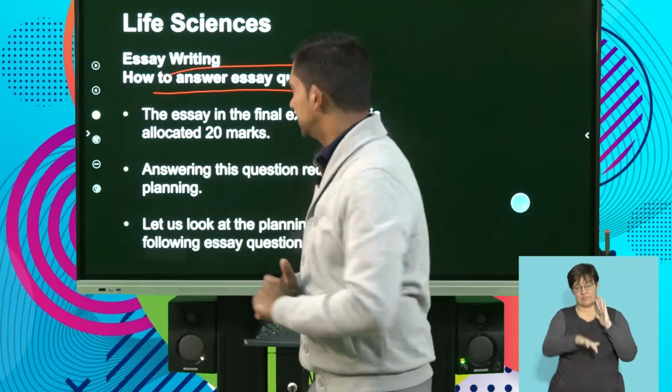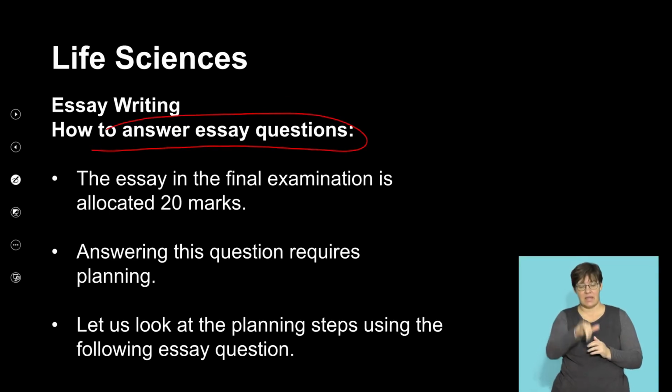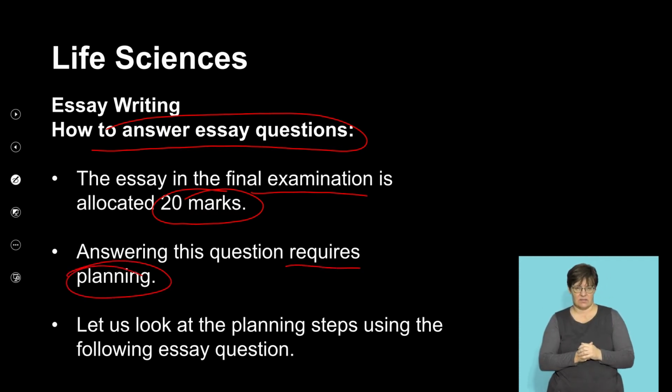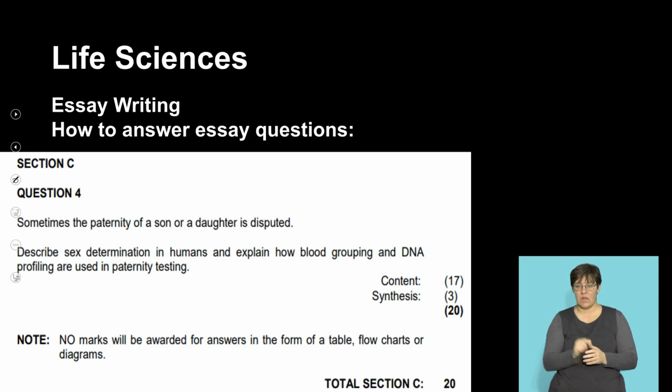to write this essay. As I mentioned, the essay in the final examination is allocated a total of 20 marks. To answer this question, it requires that we plan very carefully. Let's look at the planning steps using the following essay question. So here's a question that is taken from a previous exam.